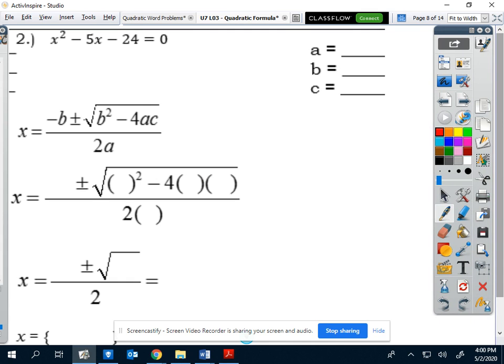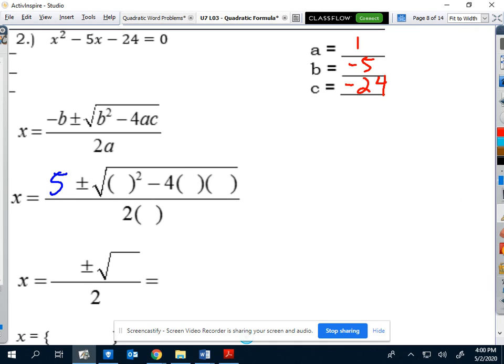Going to move a little faster on this one. My a value is 1, my b value is -5, my c value is -24. Start by taking the opposite of b. The opposite of b is +5, right? My b was negative, so my opposite of b was +5.